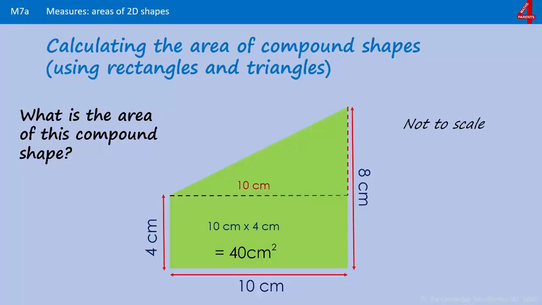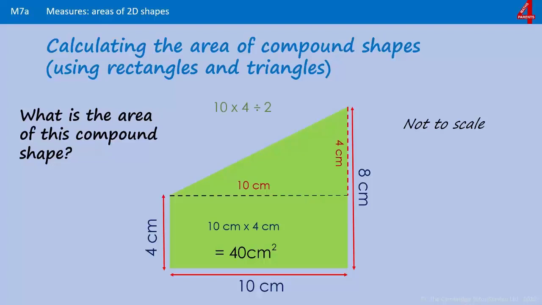If we look at the sides of the rectangle, we can see that that's 4 centimetres. If the total height of the shape is 8 centimetres, we take that 4 centimetres from the rectangle away, and we're left with 4 centimetres to make up the height of the triangle. So the triangle is 10 centimetres wide and 4 centimetres high. But of course, because it's a triangle, the formula's a bit different. We have to divide that by 2.